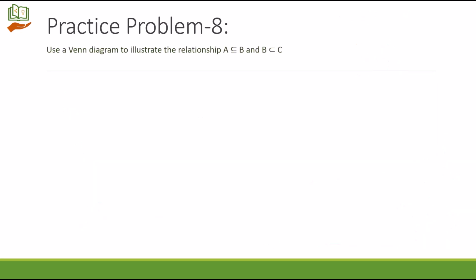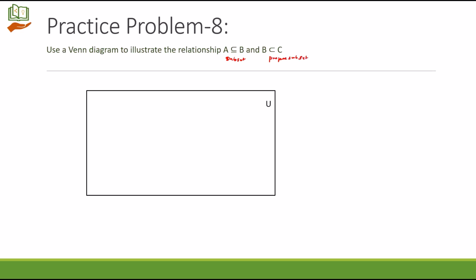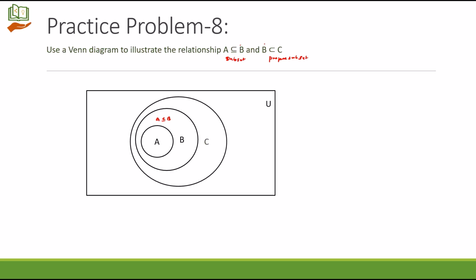Next problem, use a Venn diagram to illustrate the relationship. A is a subset of B and B is a proper subset of C. So let's take the universe part and we'll have B first because B is involved in both the cases. We have to say A is a subset to B. So A will be within B. So this will define A is a subset to B. What happens when we say B is a proper subset to C? B is inside C, but it will have an additional point here. This means B is a proper subset to C.